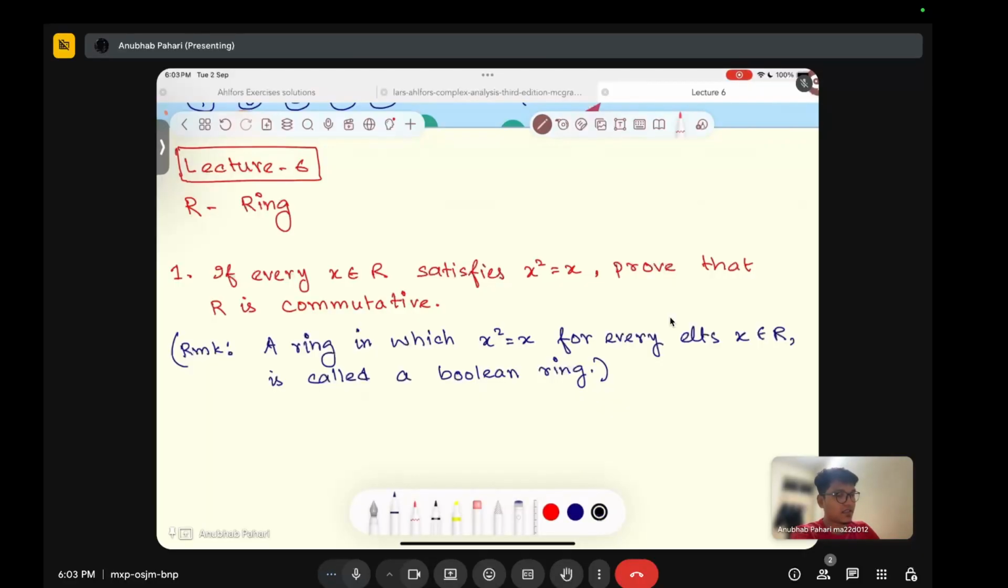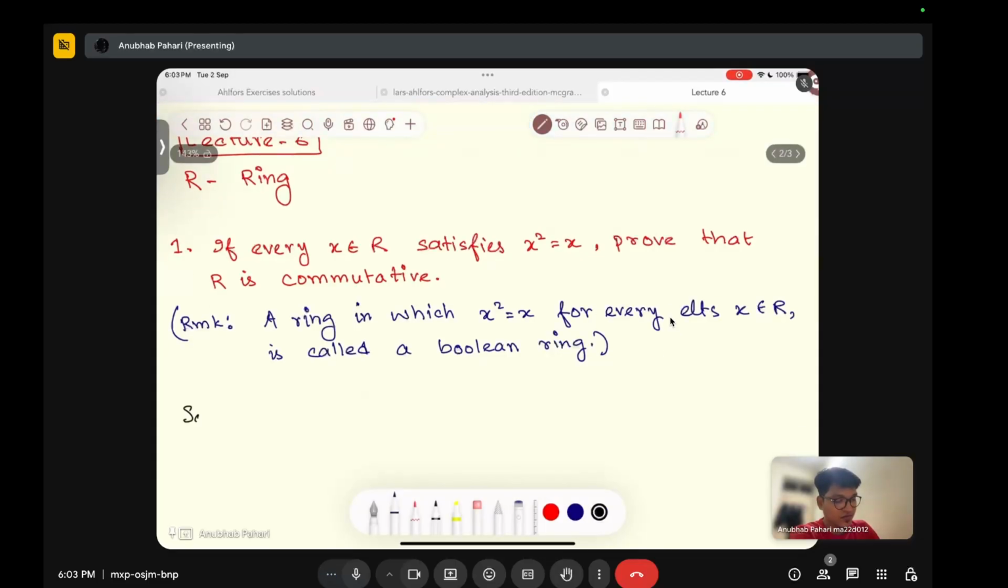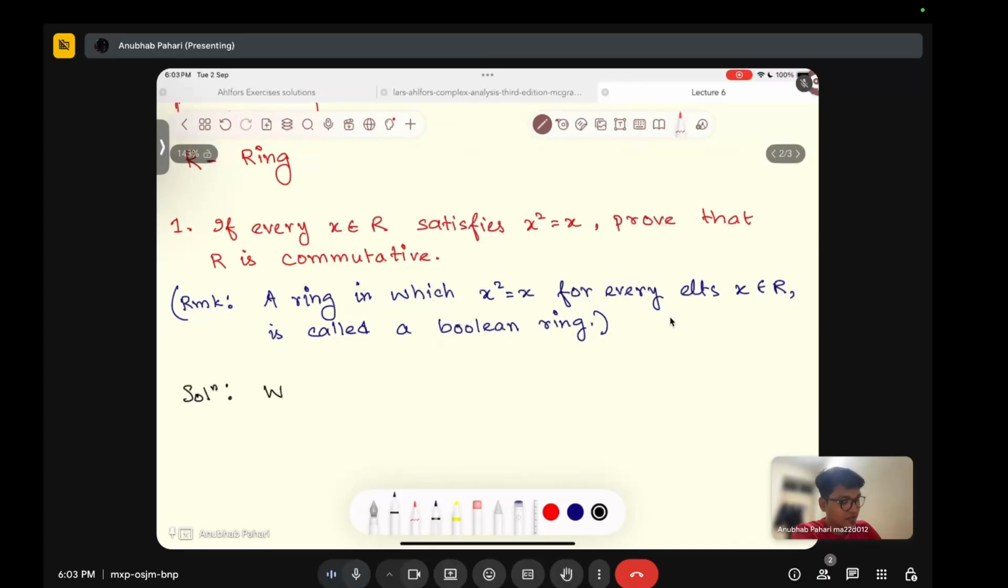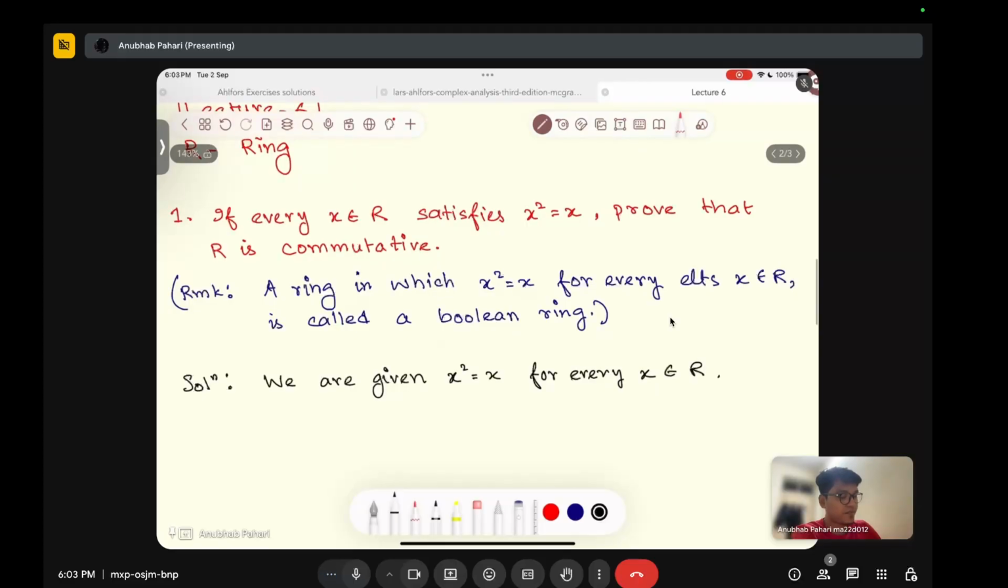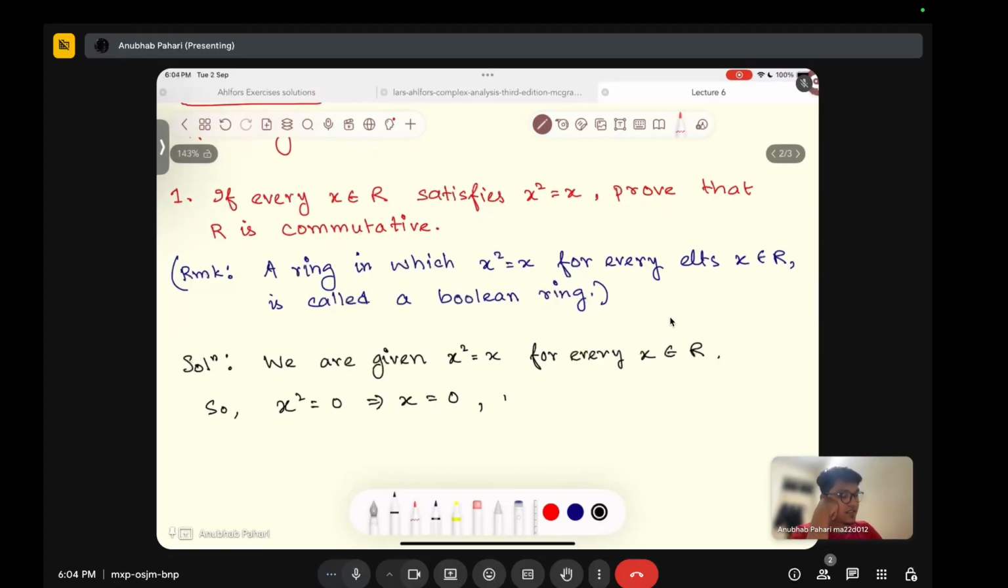Okay, so maybe we start with the solution. Now we are given x square equals to x for every x belongs to R. So x square equals to 0 implies x equals to 0, right? As x square equals to x.